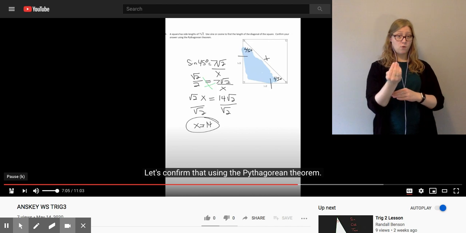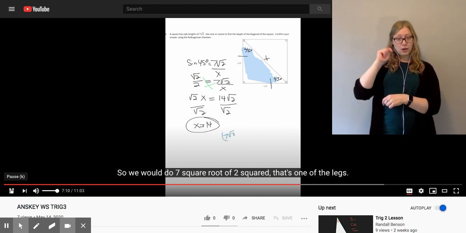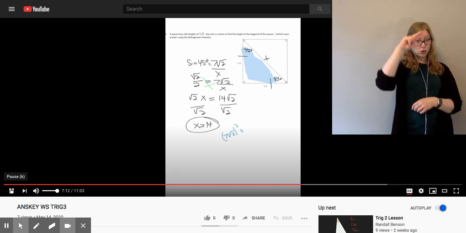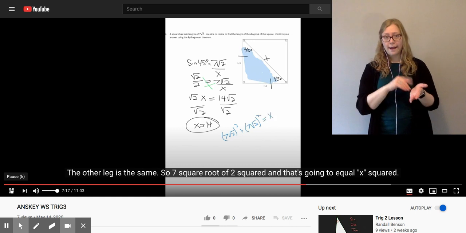Let's confirm that using the Pythagorean theorem. So we would do 7 square root of 2 squared. That's one of the legs. The other leg is the same, so 7 square root of 2 squared, and that's going to equal x squared.